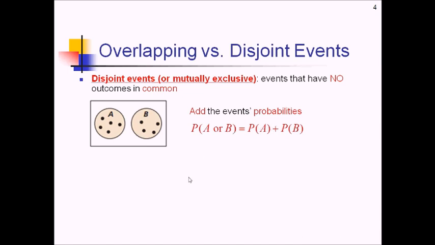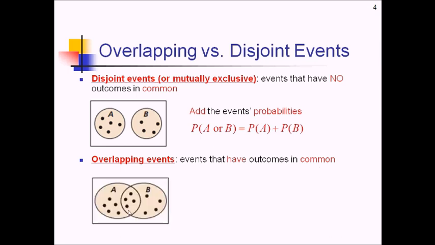Now this is a little bit different than if you have what is called overlapping events. These are events that have outcomes in common. So here's a Venn diagram of that situation. Let's say, for example, one event is, has Mr. Sutton for math, and another event is, has Miss Capasso for humanities. Well, there are some students I have for math that maybe don't have Miss Capasso, and maybe she has some students that don't have me for math. But we do have some students who have both of us.